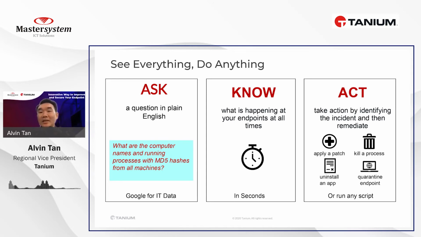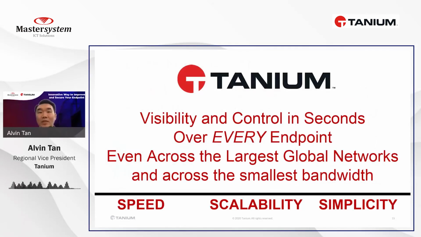And then we can take any action. The action can be to apply a patch, to kill a process, to change a registry key, uninstall the application, quarantine the endpoint. And basically for endpoints, we can run any script. And by running any script, we are basically saying we can do anything. So basically this is our Tanium statement. We give you visibility and control in seconds over every endpoint across the largest global network. Our largest customer is over 1 million endpoints. And across the smallest bandwidth, which I thought is very important for ASEAN, because many of our branches are in very small kampongs with small bandwidth, right?